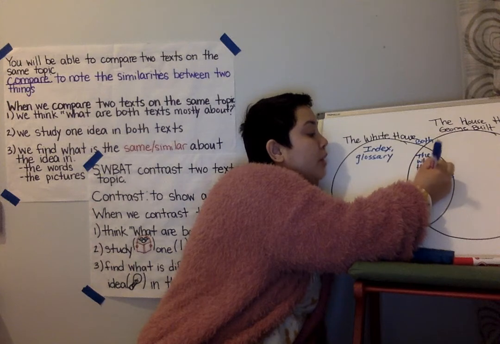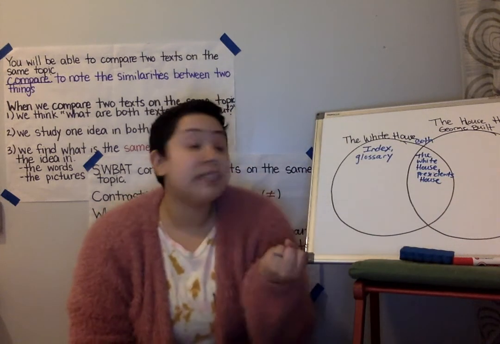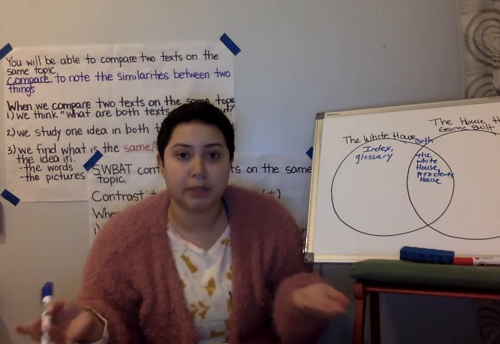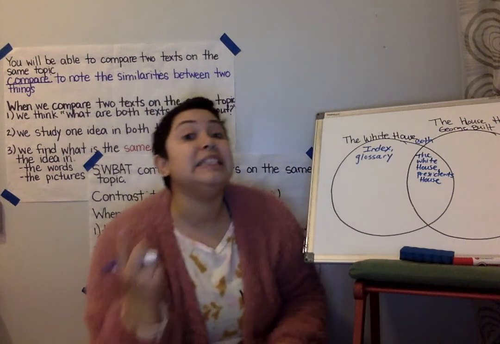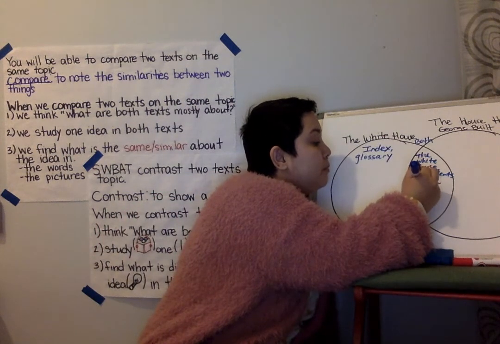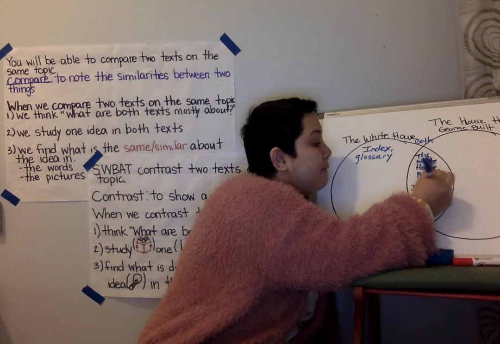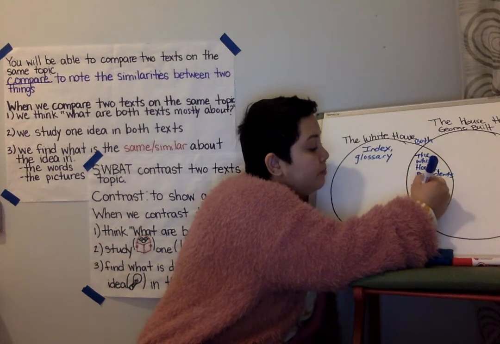And what did we learn about those two things? I noticed that both texts tell us who wanted it or who first started building it, which president, and who made the design. So we learned about James's design, and they both talk about George Washington.